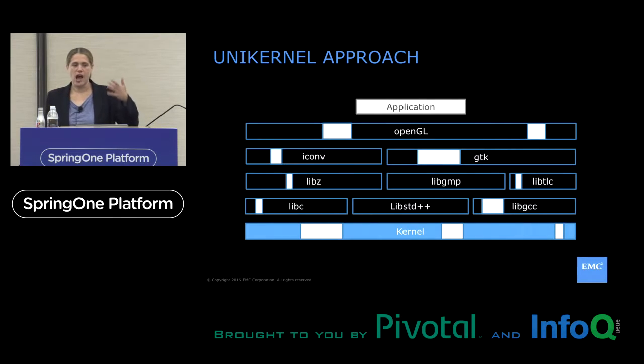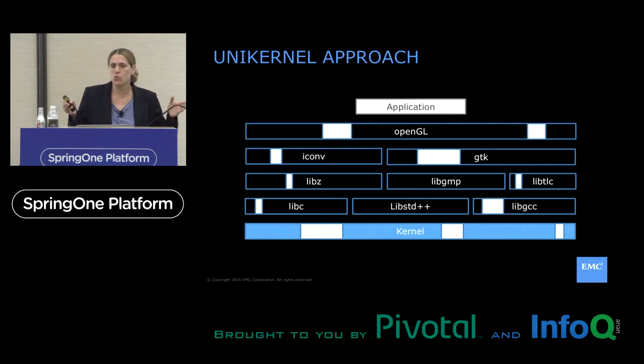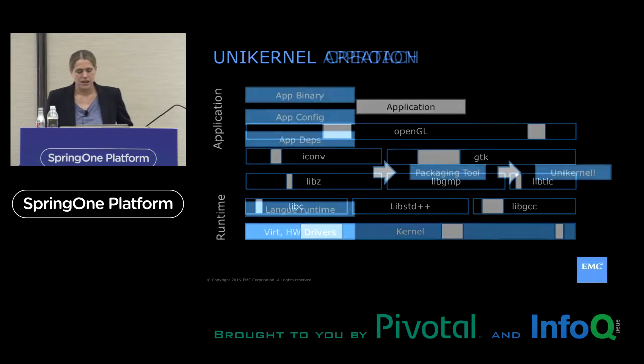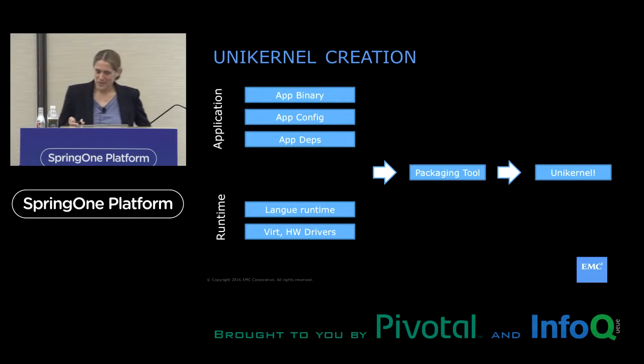So the approach is, I'm going to take only the bits and bytes from the kernel and from the libraries that I actually need to run my application. Only the drivers that I need. If I'm running on Xen, it's different than when I'm running on ESXi. There is no good reason for both of them to be included, right? So how does that work? You take your application, dependencies, config, and binary. You take your language runtime and your drivers, put all of this in this magic packaging tool, and you get a unikernel.